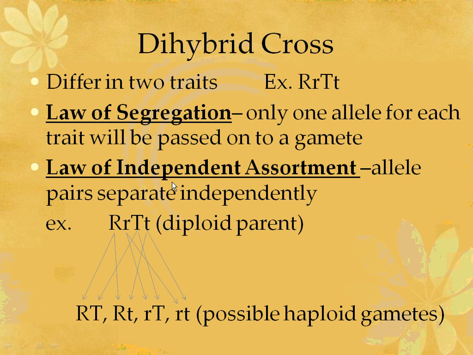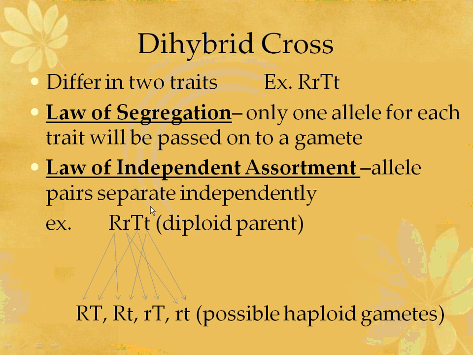Looking at the law of segregation and the law of independent assortment, the law of segregation states that only one allele for each trait will be passed on to a gamete. Now we learned this when we talked about Mendel. Only one allele for each trait will be passed on to a gamete. So you get half of your genetic information from each parent. The law of independent assortment states that the alleles separate independently. Now you have two alleles for each trait. They separate independently, and only one of them gets to be passed on to each gamete.